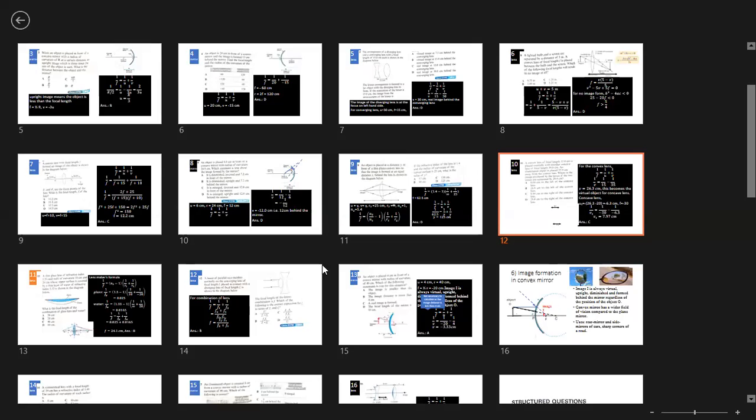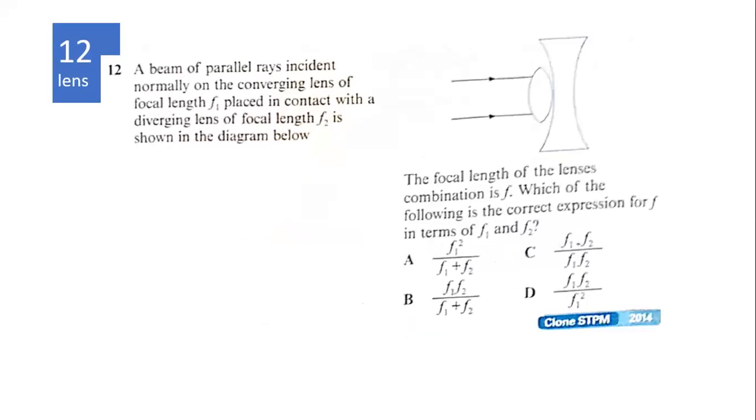I think I will leave this one for you to do. Let's try this one. A beam of rays incident normally on a converging lens of focal length f1 placed in contact with a diverging lens of focal length f2 is shown in the diagram. Given the diagram, the focal length of the lenses combined is f. Which of the following is the correct expression for f in terms of f1 and f2? Okay, what's your answer?